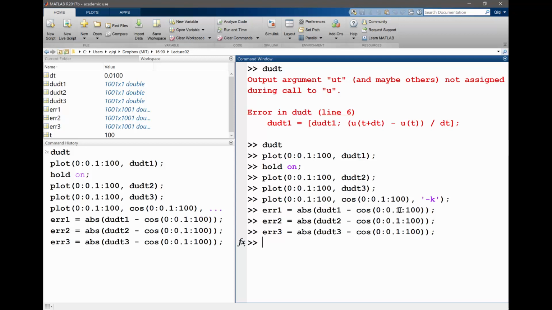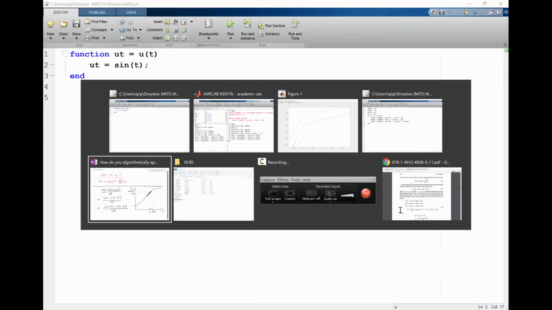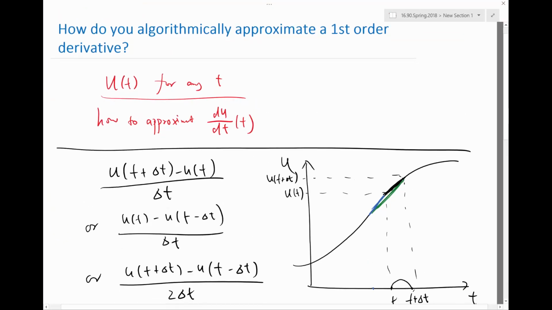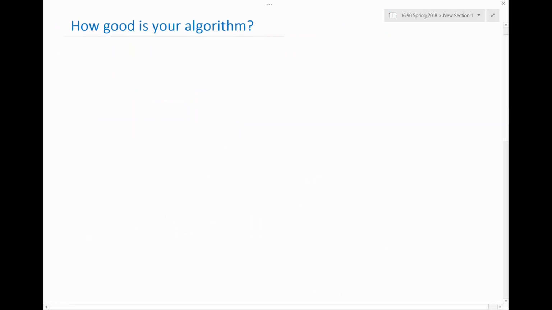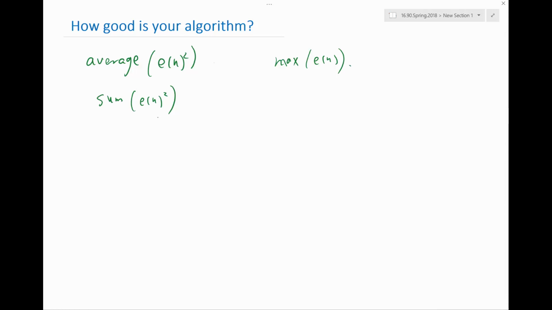So here we have the analytical answer, so we compute the errors, and then I have 3 answers that are based on this error. One is the average of En square, the second is the max of En, and the third answer is the sum of En square. Okay, which one would you prefer to compare between one method and another?